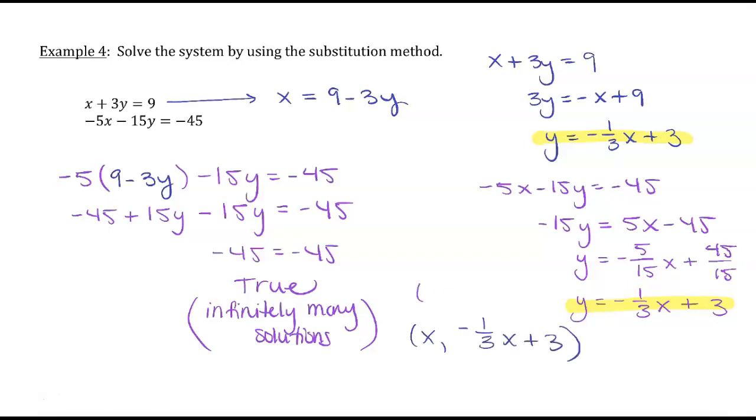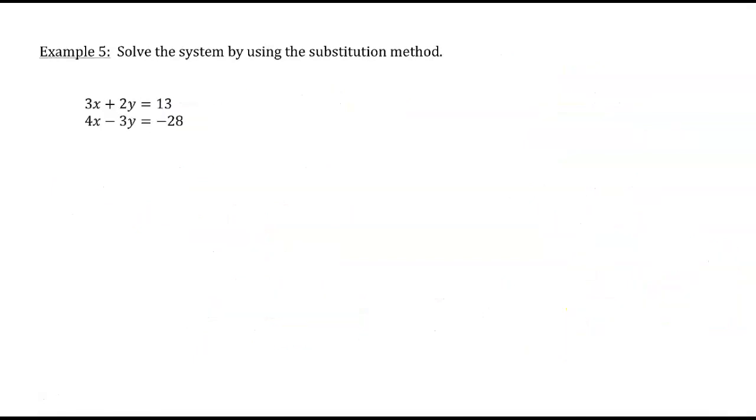Notice that this is the same as writing (x, y), but in place of y, we substitute what we know y is in terms of x. That is, the y value depends on the value of x. Let's head over to example 5. In example 5, we will once again use the substitution method to solve this system. Notice that in our two equations, none of the variables are isolated and all of the variables have a coefficient.